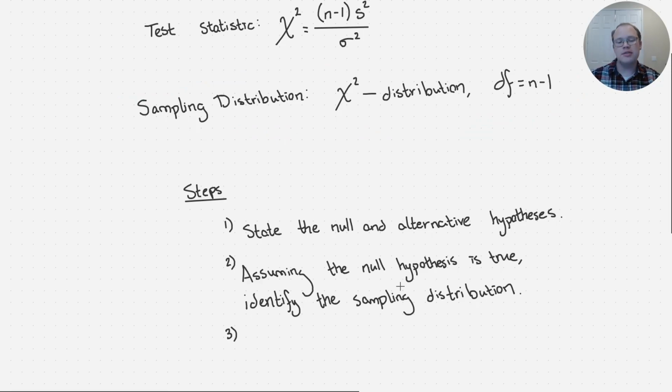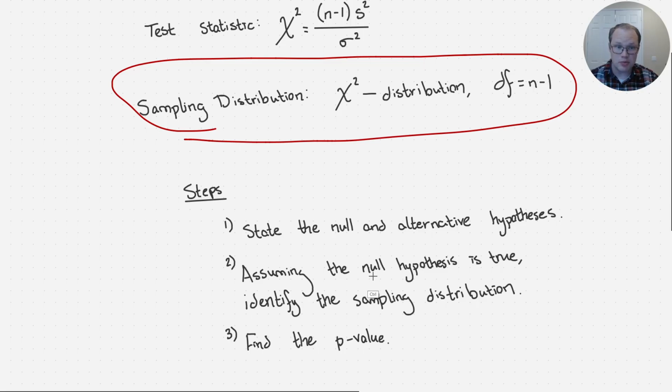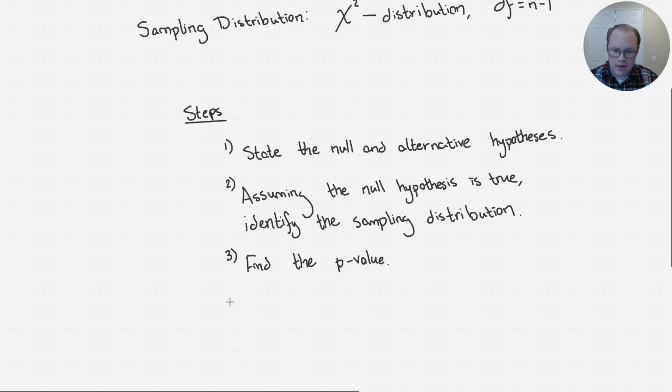Once we have that sampling distribution, we can find the p-value. To find the p-value, we're going to use our chi-squared distribution, that's our sampling distribution, and we're going to use our test statistic. And we'll use that test statistic to calculate the p-value. And finally, once we have the p-value, we can compare it to our level of significance alpha to draw a conclusion.